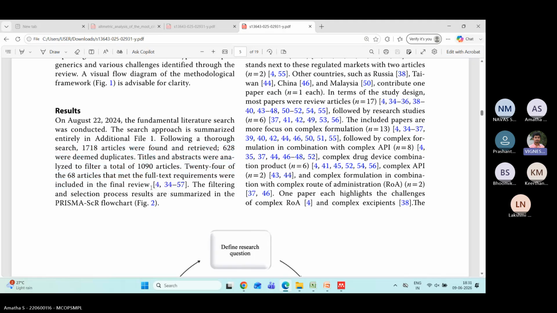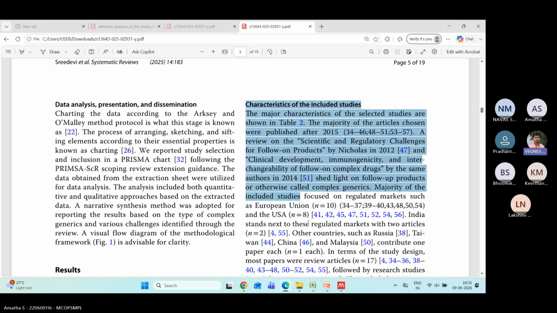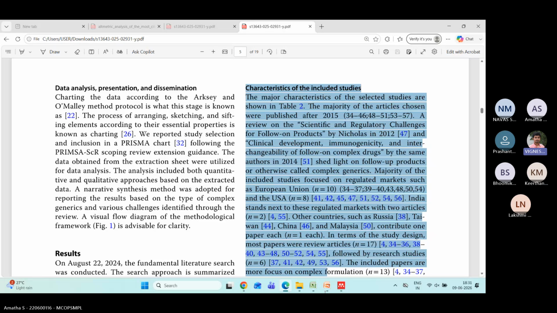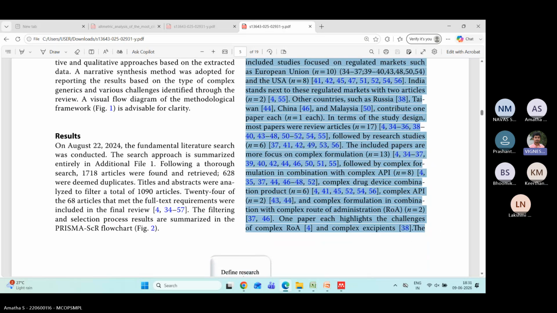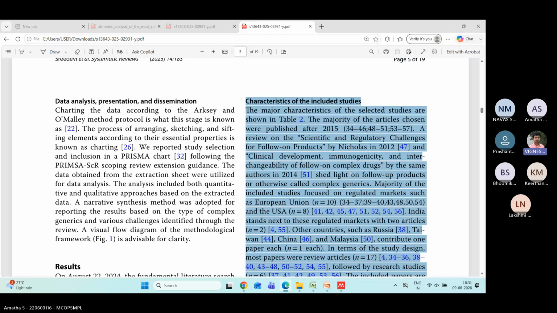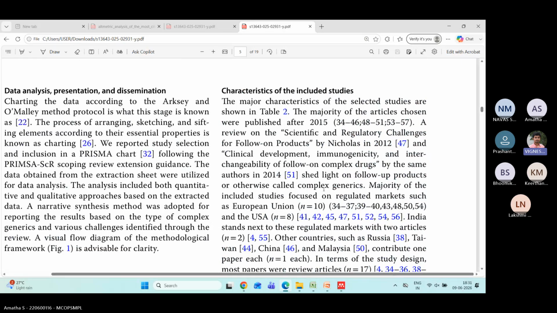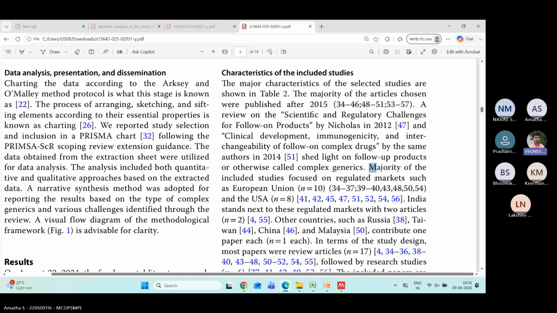This much is your primary data. After that, when you write the result, you have to write the characterization of the included study. Characterization of the included study is nothing but, after final screening, if you get 30 papers, you have to write a characteristic of this table. So here, the characteristic we have written is from here it was starting.